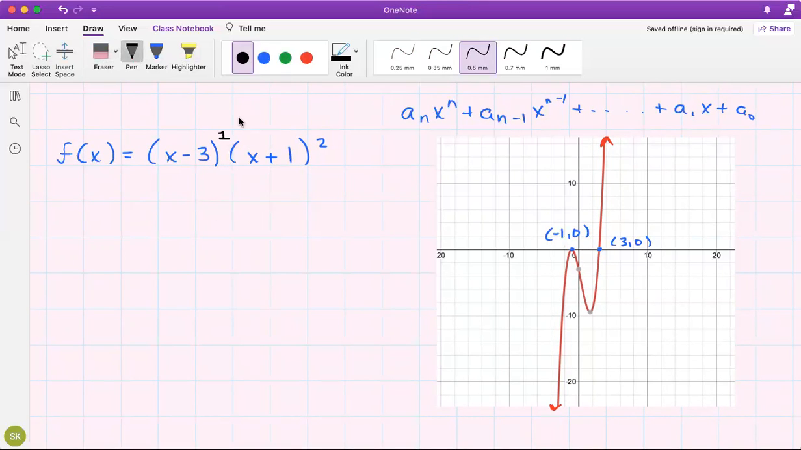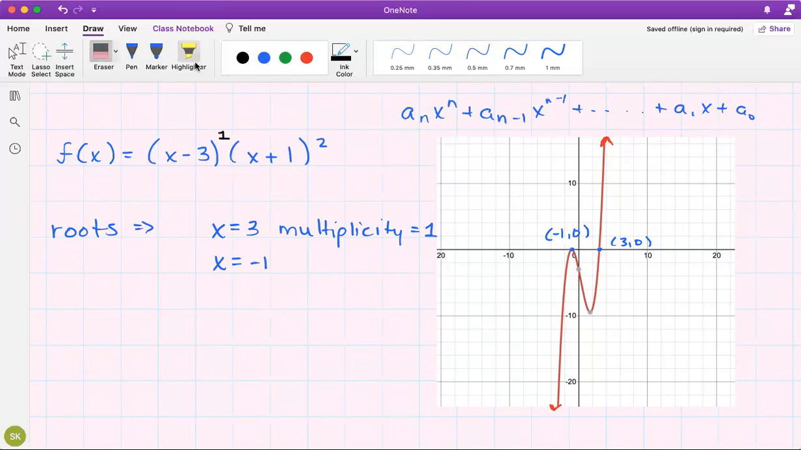The next thing I want to notice is that we have two roots. We have the root x is equal to 3 with a multiplicity of 1, meaning that the root 3, notice it's a root because if you plug in 3 here, you get 0. And remember, to find a root, you set the function equal to 0 and solve for x. Here, the power on this factor is 1, and that's what the multiplicity is. And we also have the root -1, and its multiplicity is 2.